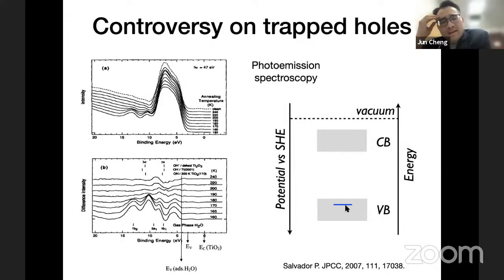In that case, they think this level is too low, so the hole cannot be trapped on this species. For that reason, for example, they would not form an OH radical, because the OH minus level lies too low. The hole will rather stay, for example, at the valence band edge. So that's the interpretation of the photoemission spectroscopy.